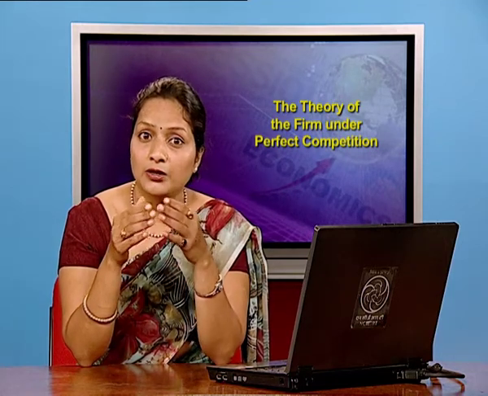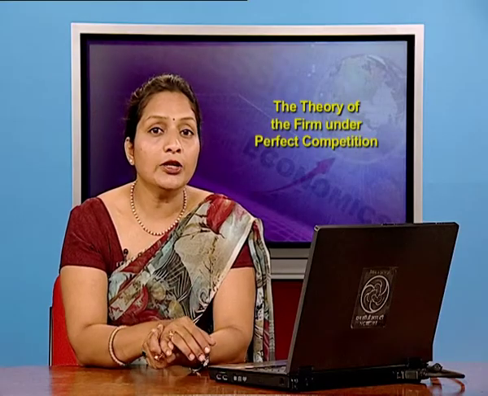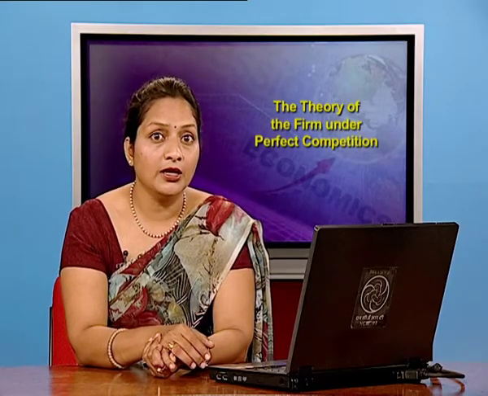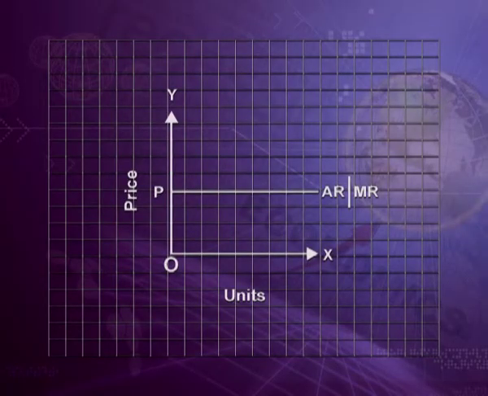So, we can conclude that in a perfect competition market, average revenue equals marginal revenue, which equals price. If we draw the curve of these three, it will be as follows. Average revenue, marginal revenue and price curves are straight horizontal lines parallel to the x-axis.